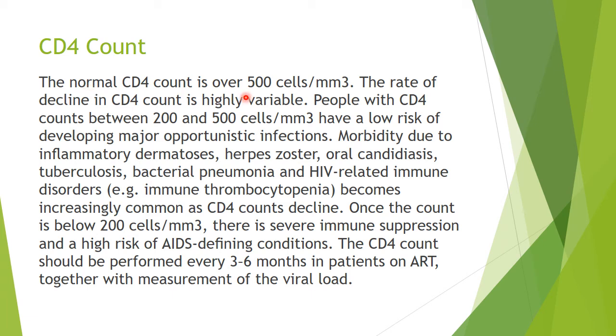So the normal CD4 count is over 500 cells per millimeter cube. People with CD4 counts between 200 and 500 cells per millimeter cube have a low risk of developing opportunistic infection. And as the CD4 counts decline, opportunistic infections like those given here become more prominent. And once the CD4 count is below 200 cells per millimeter cube, this is the cutoff point, there is severe immune suppression and high risk of AIDS defining conditions. And so the CD4 count should be performed every 3 to 6 months in patients on antiretroviral therapy, together with the measurement of viral load.